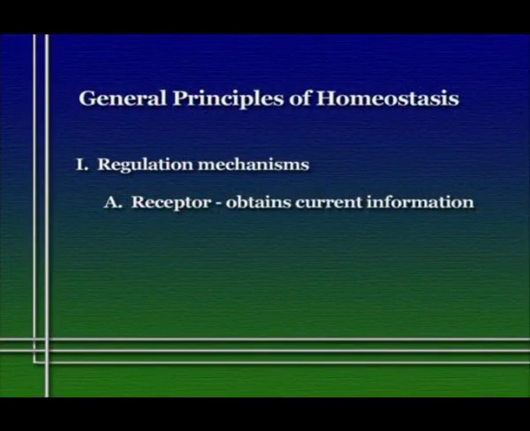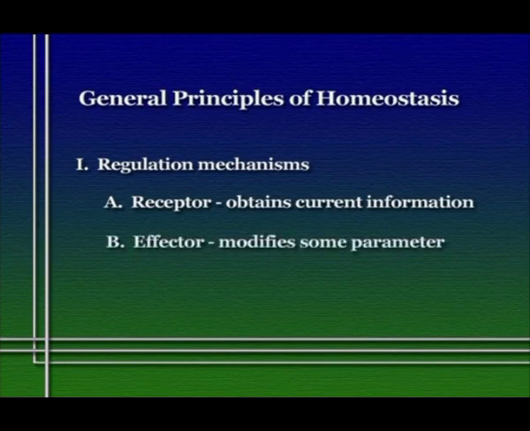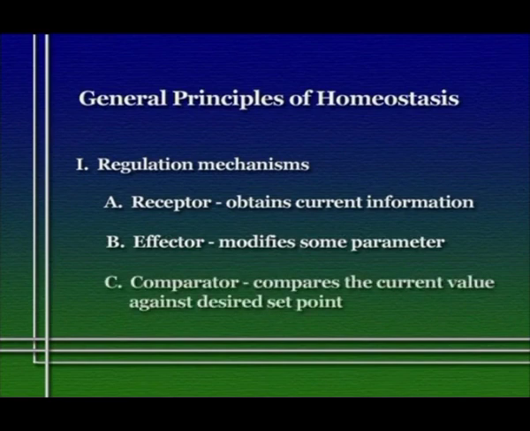First, it needs some sort of receptor that'll detect the current state of the parameter that the organism is trying to regulate. Second, it needs one or more effectors. These are things that can change the state of that parameter. And finally, it needs some sort of regulator, or what we call a comparator. This is a mechanism that determines the difference between the current value of the parameter and the desired set point for that parameter, and then turns on or off whatever effector causes the parameter to return towards its set point.